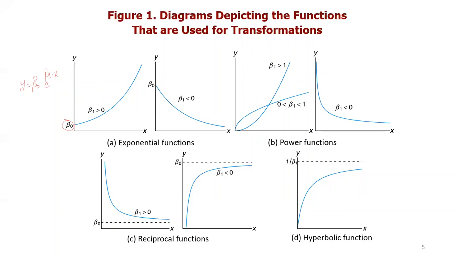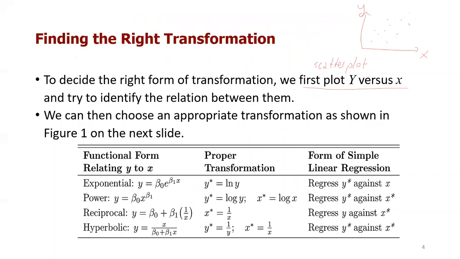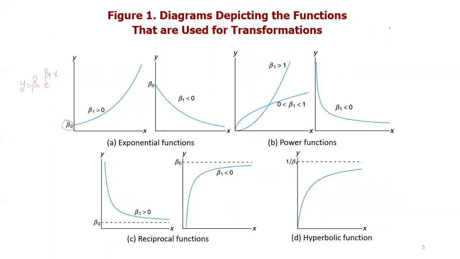If you have a power function, let's look at the power function. y is equal to beta 0 times x to the power beta 1. Now if x is equal to 0, then 0 to the power beta 1 is 0. So it starts at 0, right?